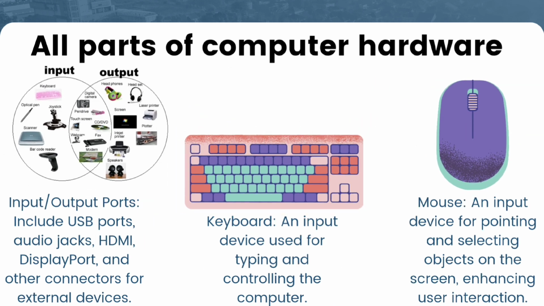Input output devices include USB ports, audio jacks, HDMI, DisplayPort and other connectors for external devices. Keyboard, an input device used for typing and controlling the computer. Actually, whatever you type, whatever you instruct the computer, that's called input, and whatever the computer gives you, that's called output. And the other one is mouse, an input device for pointing and selecting objects on the screen, enhancing user interface. I mean to say interaction.